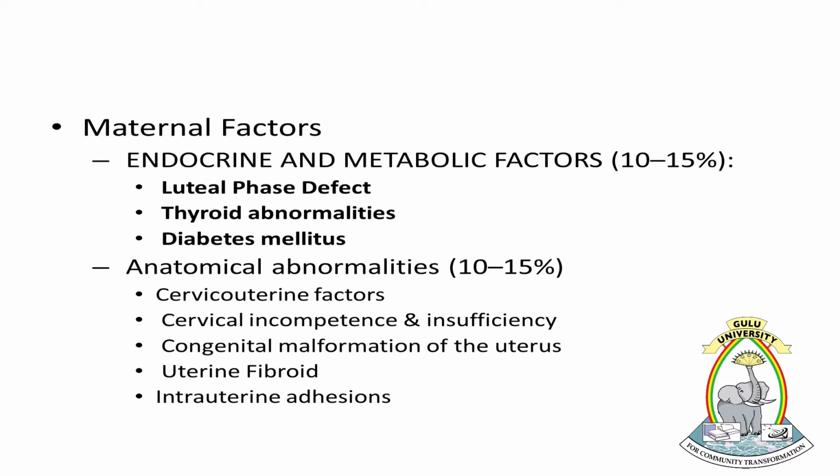Maternal factors related to abortion could be endocrine problems or anatomical abnormalities. Endocrine problems account for up to 15% of cases. Anatomical abnormalities also account for up to 15% of cases of pregnancy loss. The endocrine problem could be diabetes. When a mother has diabetes, she is more likely to lose a pregnancy.